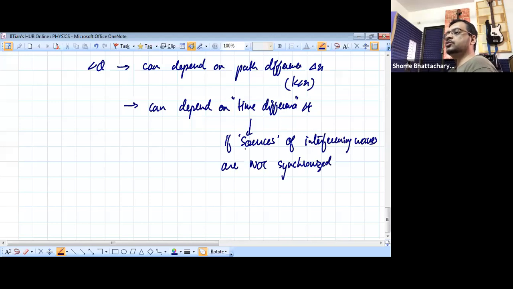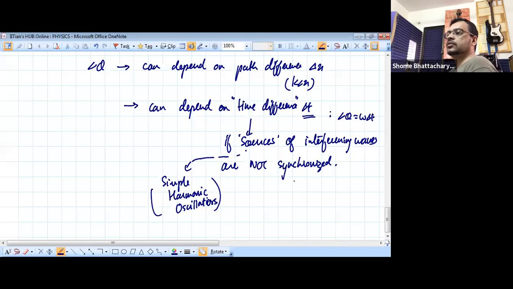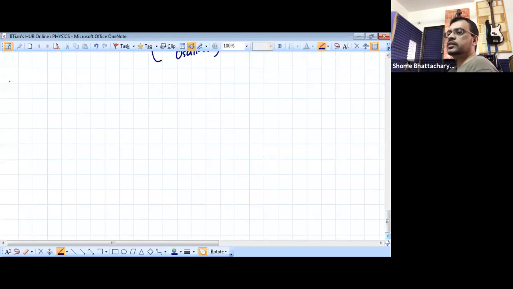Okay. And remember, by sources we mean simple harmonic oscillators. So the individual simple harmonic oscillators which are creating the waves which are interfering are not in sync. They have the same frequency, but they are not in sync. That creates a time difference delta t, and that time difference corresponds to a phase difference of omega delta t. So it can be a result of path difference, which we saw last time, or of time difference, or of a combination of the two. Let us see an example to understand this better.